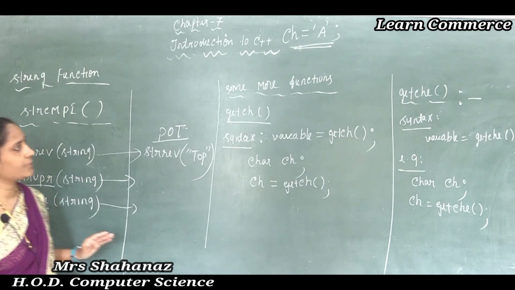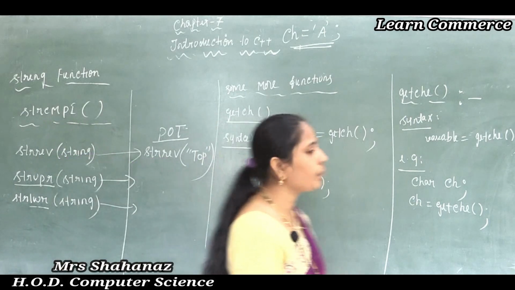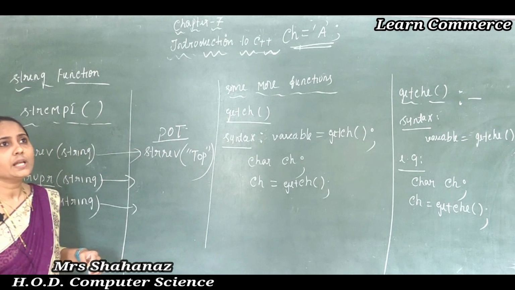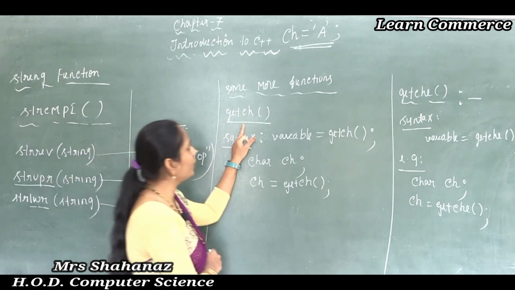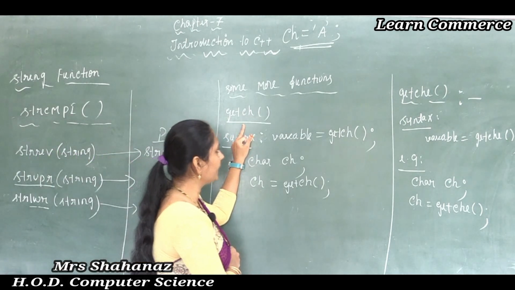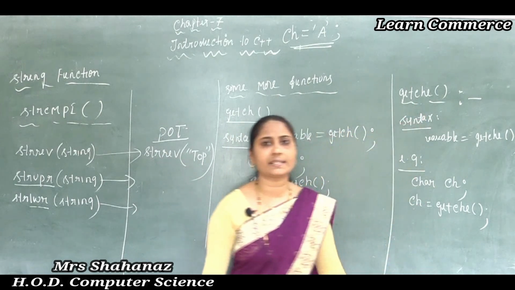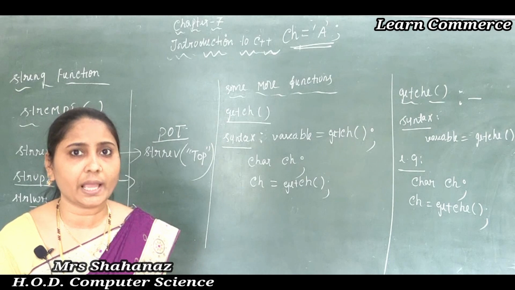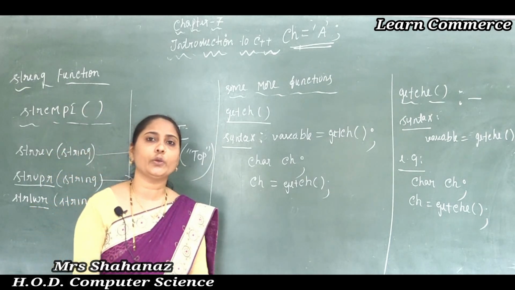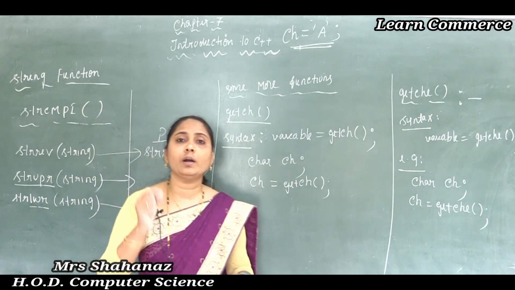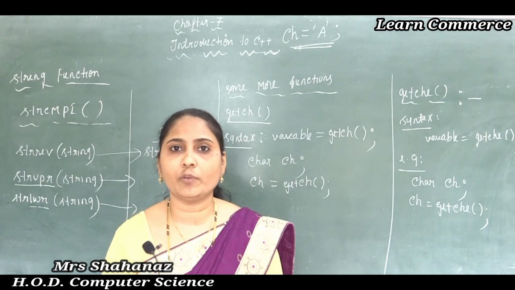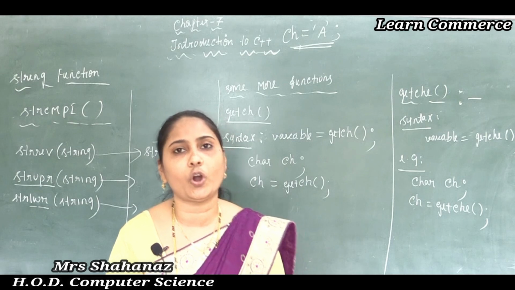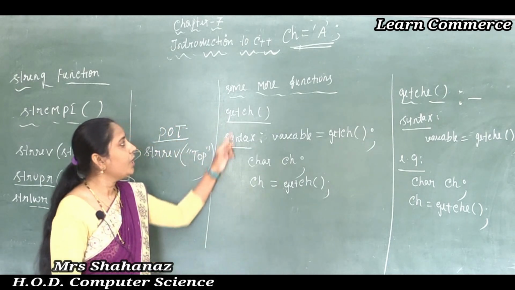Okay, now next, the last thing about some more functions. The last concept of this chapter is some more functions. The first function name is getch and the second function name is getche. This function will also be used in our program. When you use this function, we need a header file. The header file name is conio.h, conio.h here.